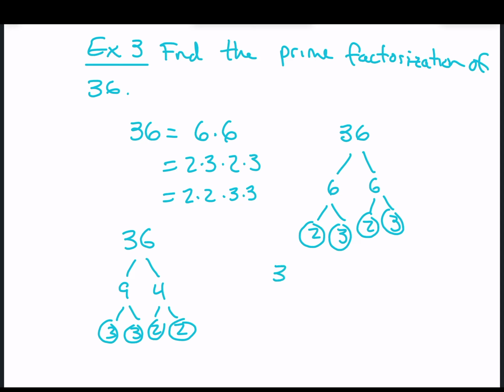And one last factor tree, you could have done 2 and 18. Well, in this first case, 2 is already prime, and then you could do 9 times 2, 2 is already prime, and then 3 times 3. So if you notice, in each case, we still end up with 2 times 2 times 3 times 3. And a prime factorization is unique in this way, in that there's only one prime factorization for a given composite number. Let's now move on and talk about reducing fractions.